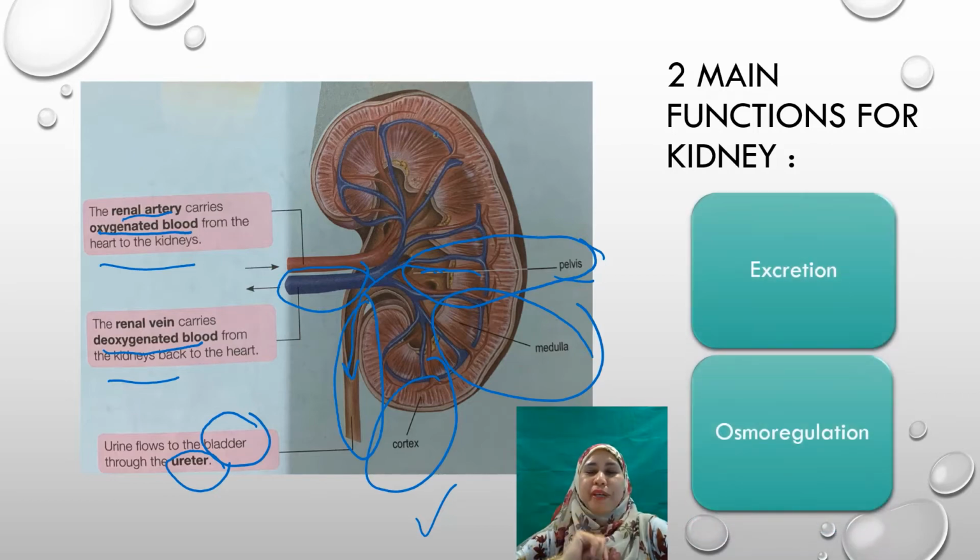There are two main functions for the kidney. That is excretion, to get rid of the waste product in our body, and the second function is osmoregulation, that is to regulate the water content and also the mineral salts, that is the electrolytes in our blood.